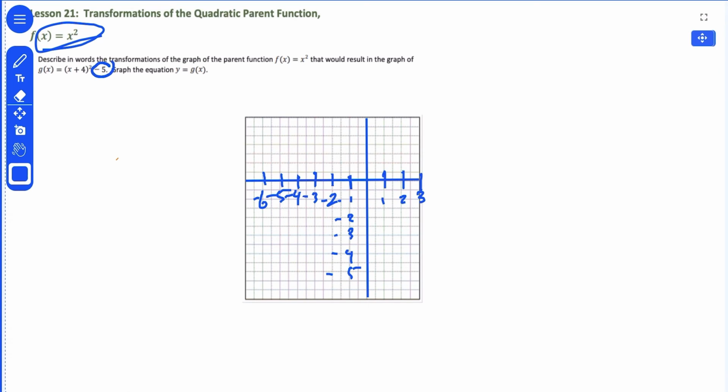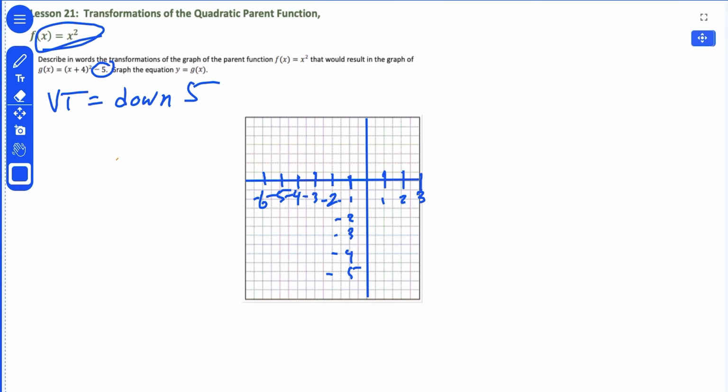This minus 5 is going to tell us what? That it's going to be a vertical translation down 5, right? Because it's negative. We're going to go down 5.